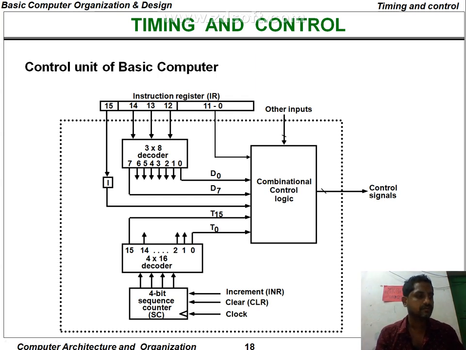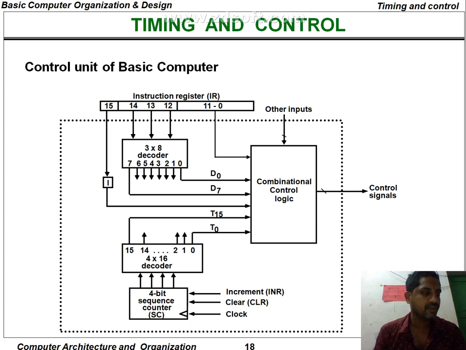Here we are using the control unit of the basic computer. See here the block diagram of the control unit. It uses two decoders, a 3x8 decoder and a 4x16 decoder, one sequence counter, and a number of control logic gates. Instructions read from the memory are placed in the instruction register, that is IR. The common bus is indicated with the particular instructions.